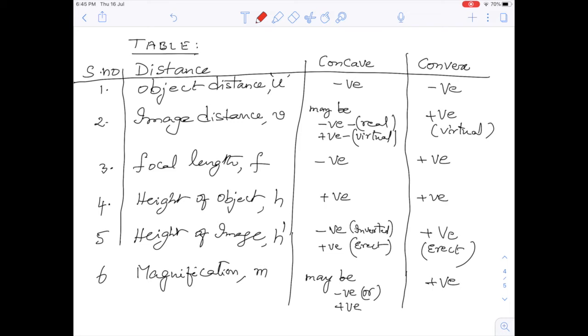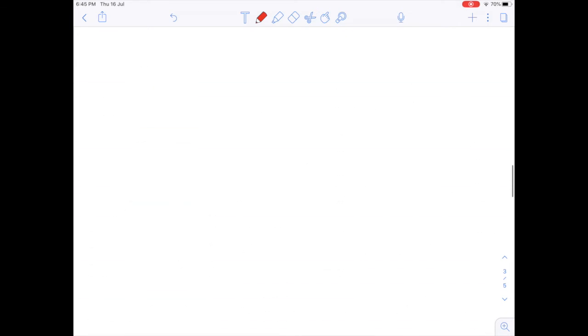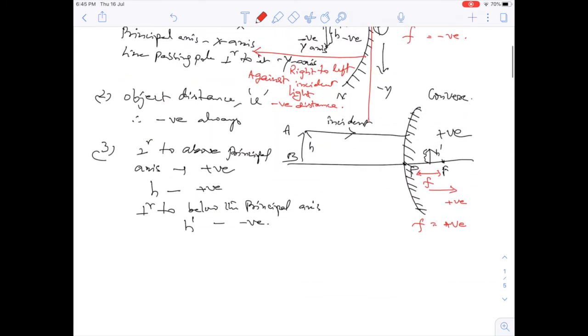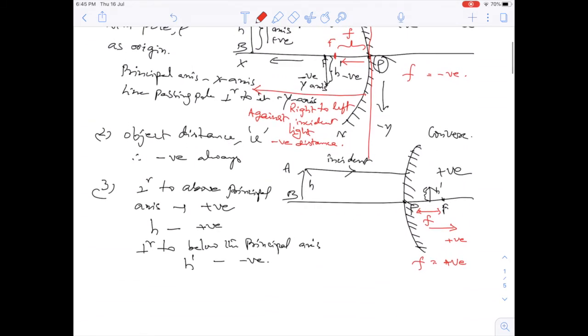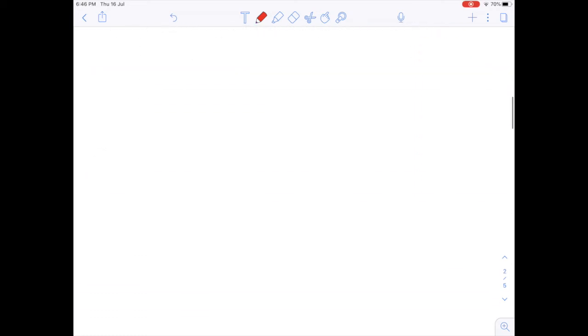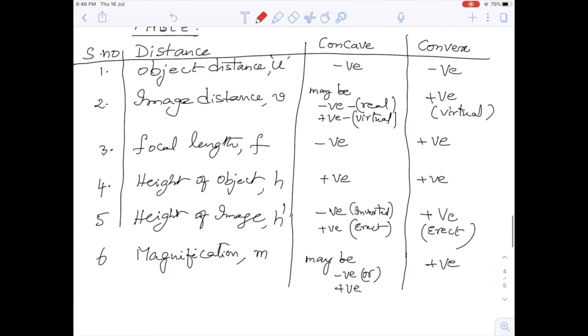The first one is object distance, and what is the letter that we are denoting? u. And what is object distance? The object is always placed to the left of the mirror. Therefore, from the pole it is to the left, so object distance u is always negative, which we have already discussed. So, object distance is negative in both cases, concave as well as convex. Then image distance is denoted with the letter v, small v.